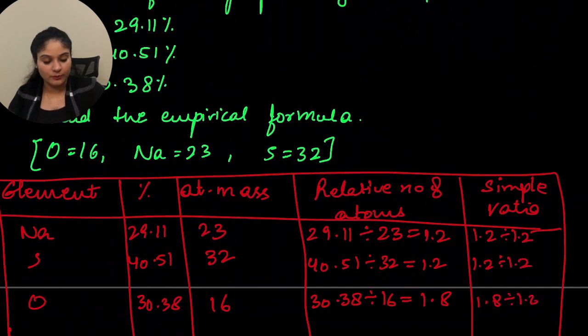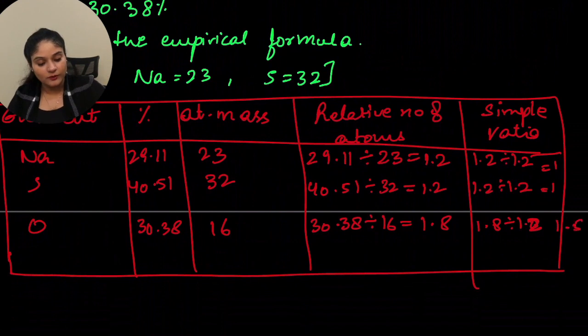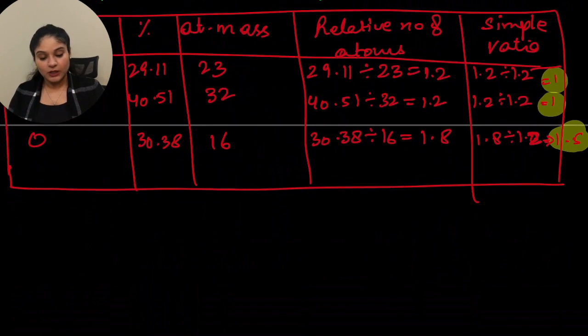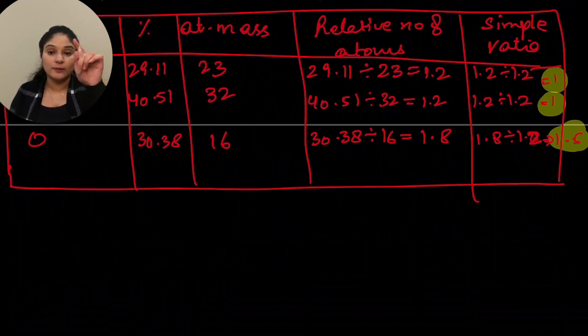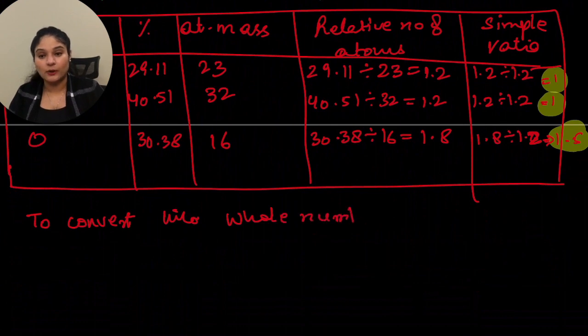So this is 1, this is 1. So 1.8 divided by 1.2, I get 1.5. Now, if you do not get the simple ratios in whole numbers, then you're supposed to convert them into whole numbers. I'm getting 1.5, which is not a whole number. So how will I do that? To convert into whole numbers, now what will you do?